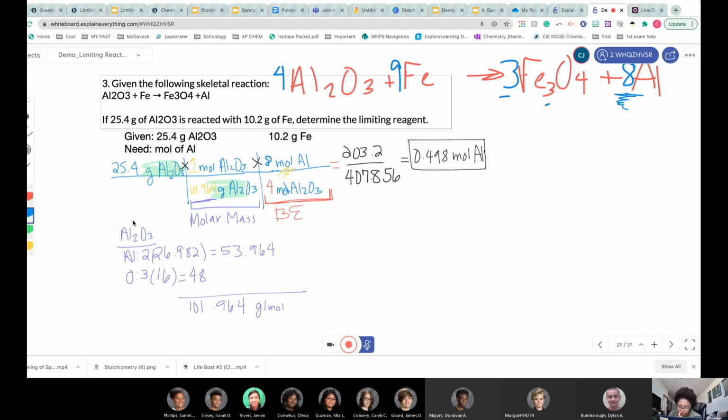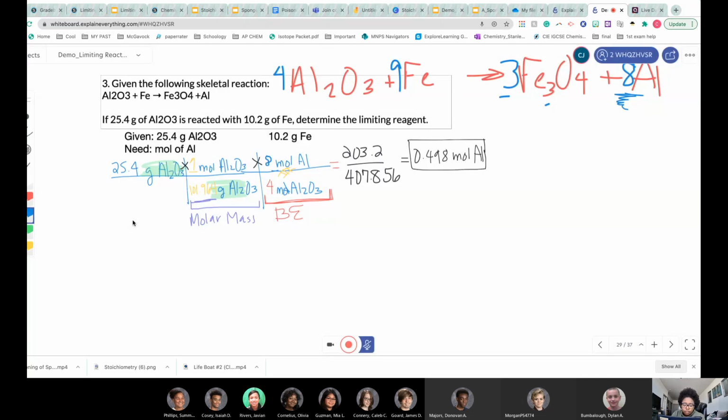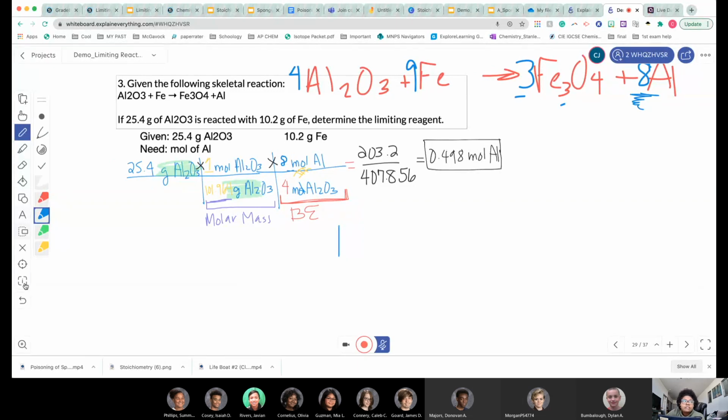All right, let's keep going. Let's do the second one. So this is the first given. I'm going to erase molar mass. Here goes the second given. Here goes the second molar mass. Okay. My second one is going to be 10.2, that's a 0, grams of Fe.